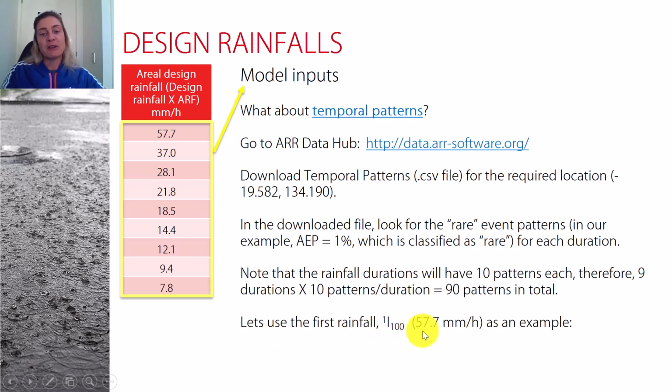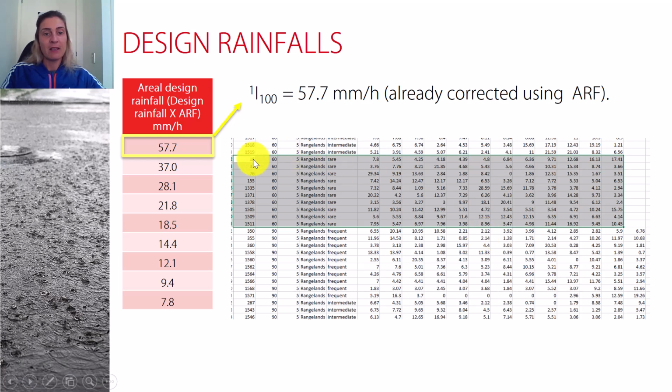Let's use the first rainfall as an example. So let's take this one as an example, the rainfall with 1 hour duration. So here is the CSV file that I downloaded from the Australian Rainfall and Runoff Data Hub. I'm looking at the 60-minute duration and a rare event. And this is how the rainfall is distributed over time. The time increment is still 5 minutes. That's why I've got so many points here.